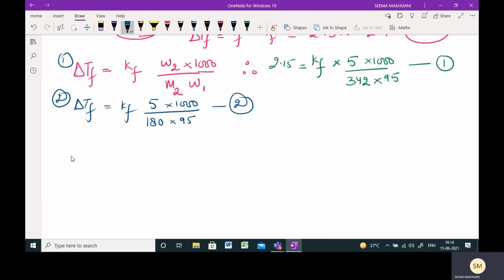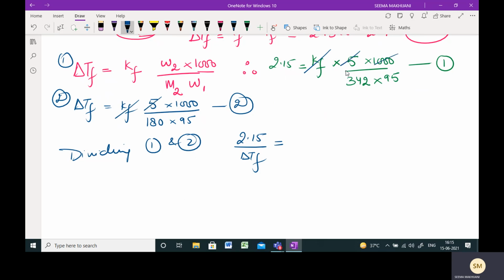So on dividing 1 and 2, what do I get? The parameters on dividing you get are 2.15 divided by delta TF on the left hand side. KF से KF कट गया, 5 से 5 कट गया, 1000 से 1000 कट गया, 95 से 95 भी कट गया. तो बचा क्या है? You are left with only 180 जो ऊपर आ जाएगा and 342 जो कि will be your denominator.